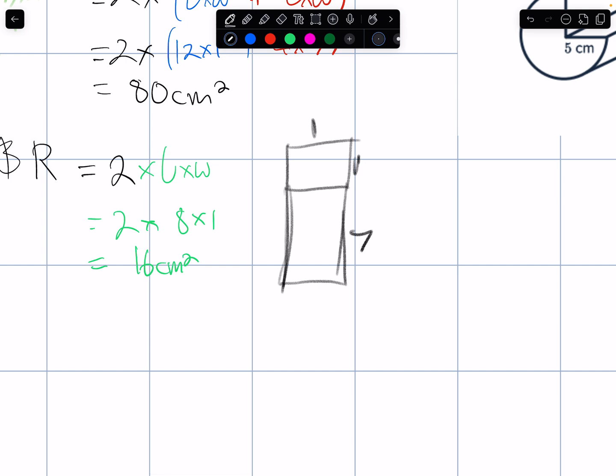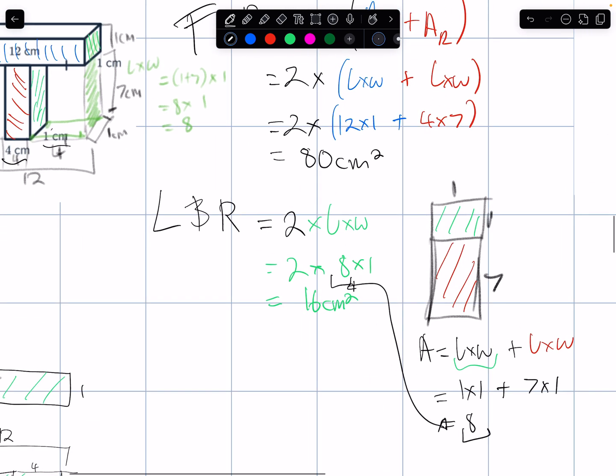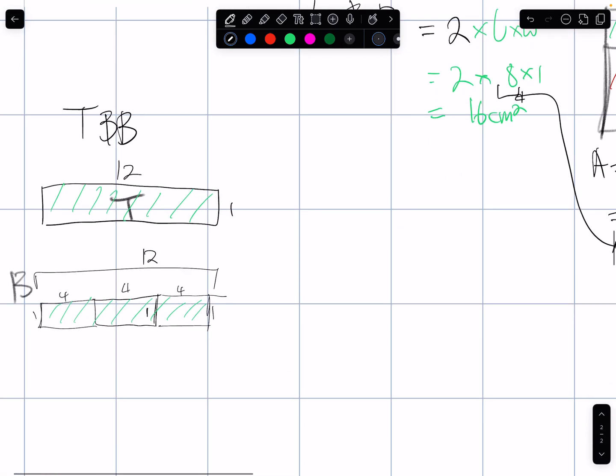You can say this area is equal to length times width of this section plus, in red, length times width of this section, which is equal to 1 times 1 plus 7 times 1, which is 8, which is where this number here came from. We just assumed you could see it from a point of view, brought it out and calculated it as one big rectangle. It's the same thing we're going to do when we're viewing the top and the bottom, right?